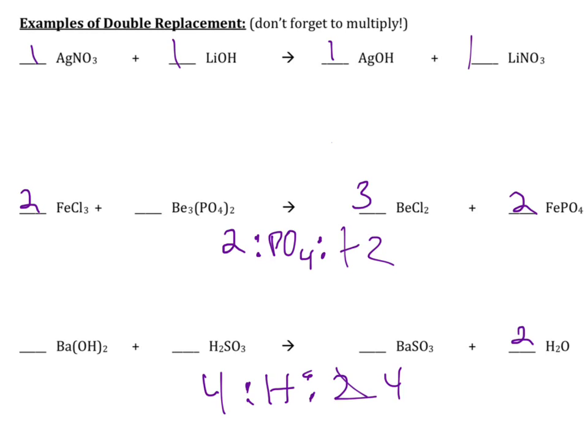We have 4 hydrogens over here. We have 4 hydrogens over here. We have 1 barium, 1 barium. We have 1 sulfite, SO3 sulfite, and 1 SO3 over there. So this is now balanced. The only thing you need to do is put a 2 there to balance it.